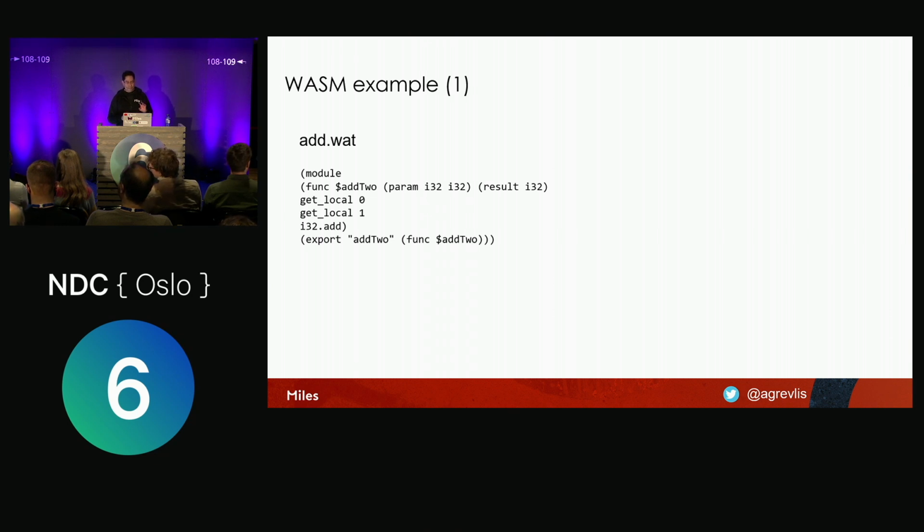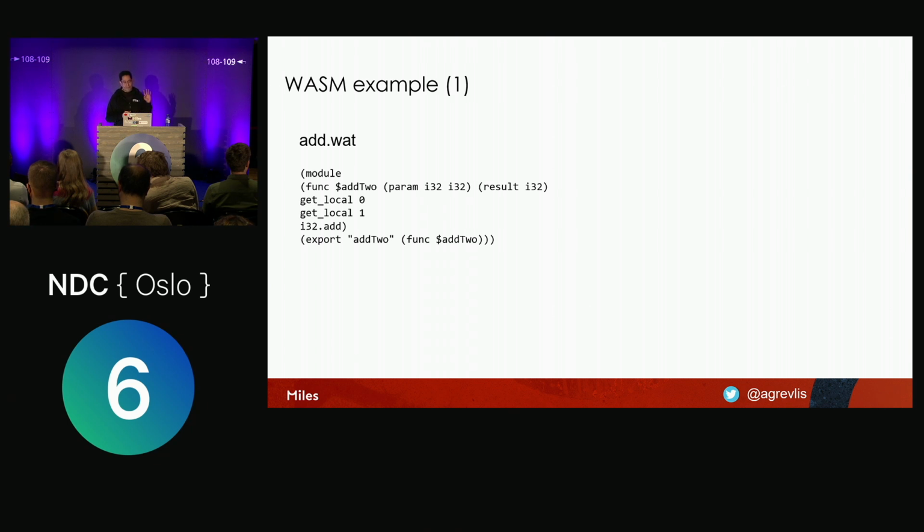So in WebAssembly, we have 2 different formats. We have WAT, the WebAssembly textual format, and then we can also parse it down to the binary format. If we have a look at the textual format here, we first need to define a module, and then we define a function inside that module. In this case, we define a function called add2 that takes 2 input parameters, 2 32-bit integers, and it will output a result, which is also a 32-bit integer.